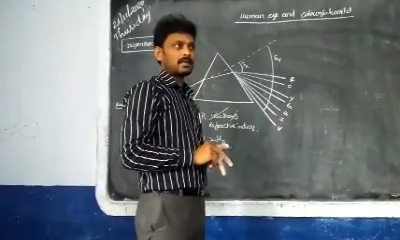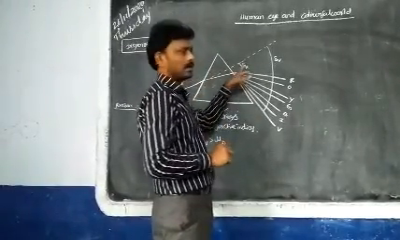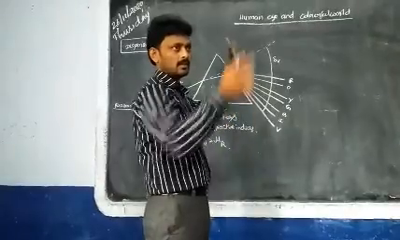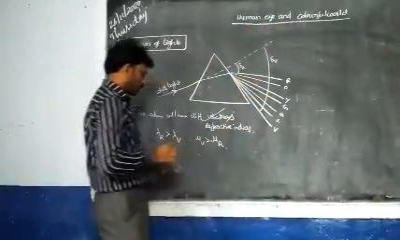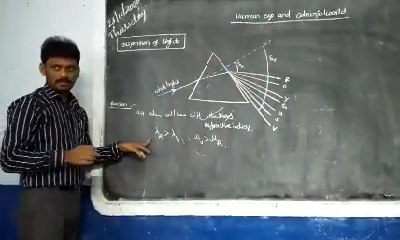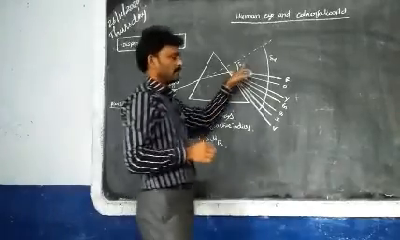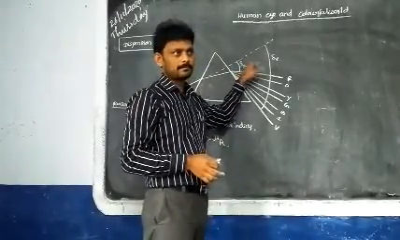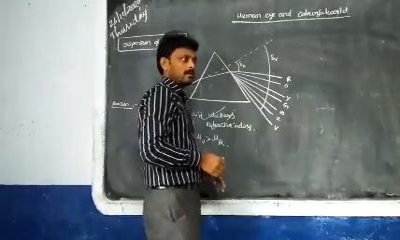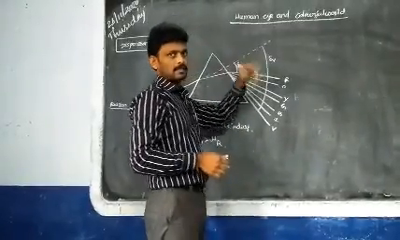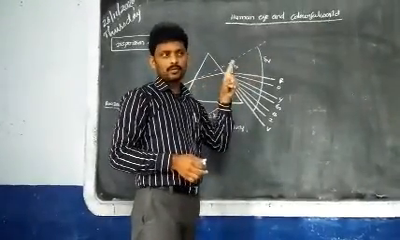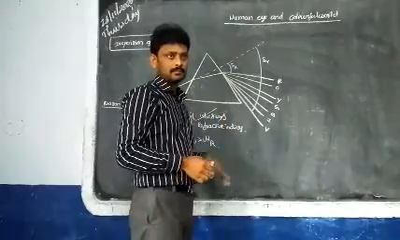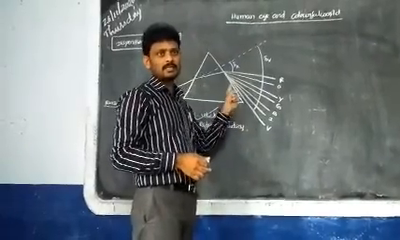Scattering of red color, also I will tell you. Okay? So here remember this thing. Red color has more wavelength, but deviation is less. That is why bending is less. That is why red color is used in the danger signals.